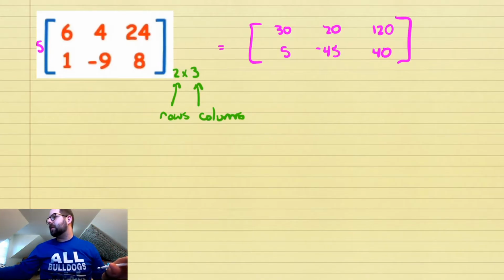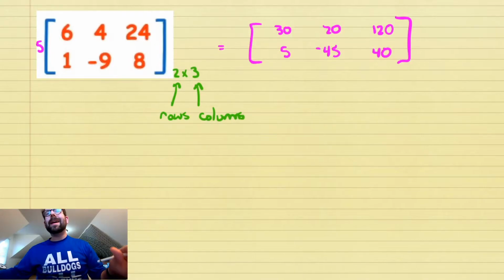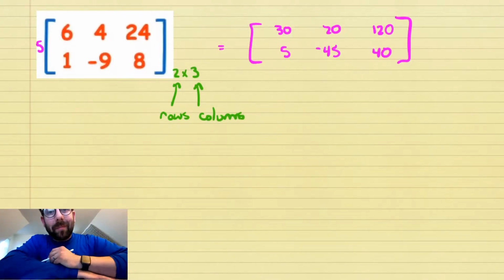Let's double check my math here and see if I'm actually correct with that. What are we at? 24 times 5? Yeah, 120. Okay, so I was right. Perfect. I just want to check that real quick. Okay, so that's the first step. Scalar multiplication, pretty easy. You can scale anything up, change the size of anything.